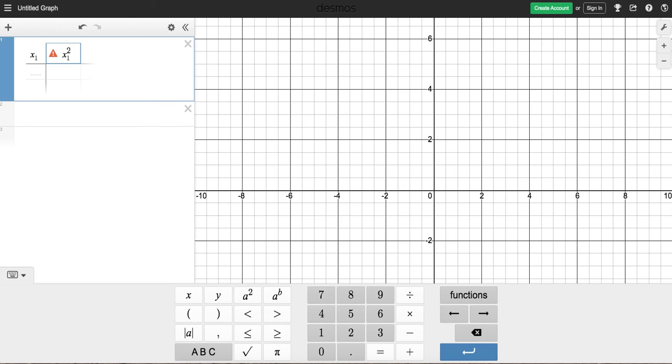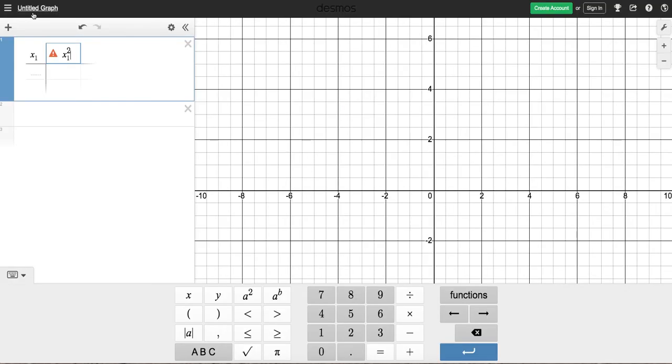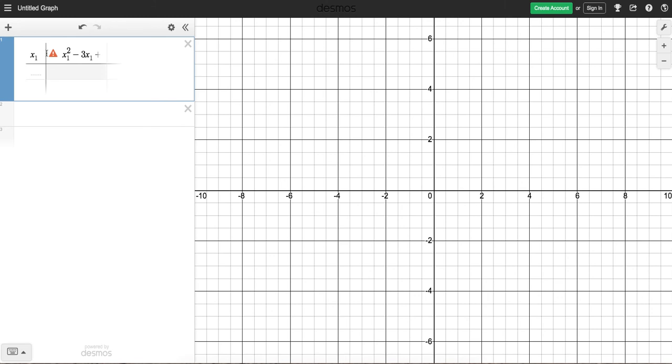Then minus 3 times x, which again we need to use x1, and then plus 1. All right, and we'll hit enter, and it says empty lists are not allowed, and this will go away as soon as we fill in values for x1.